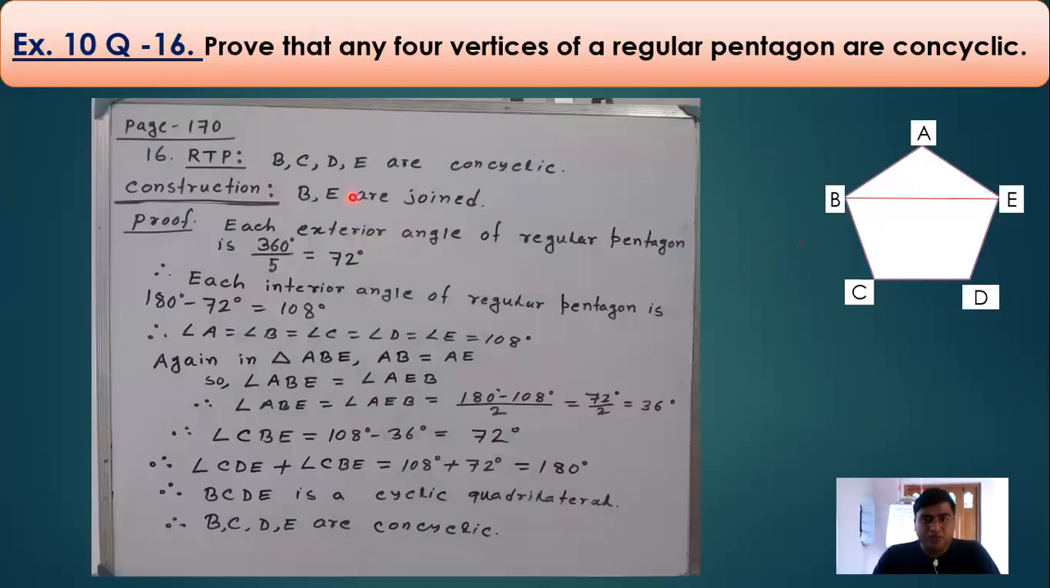So RTP: B, C, D, E are concyclic. Construction: B, E are joined. Proof: already we saw each exterior angle equals 72 degree, therefore each interior angle equals 108 degree. So angle A, angle B, angle C, angle D, and angle E are 108 degree.